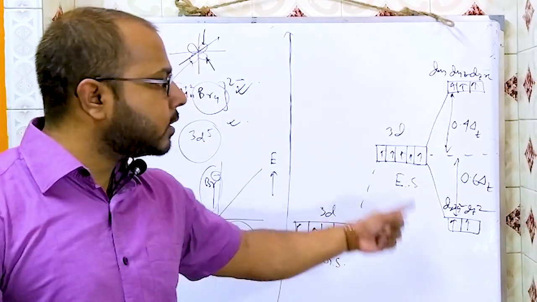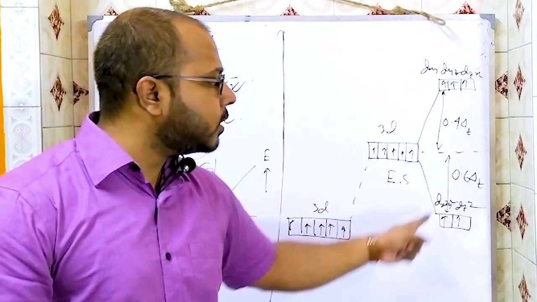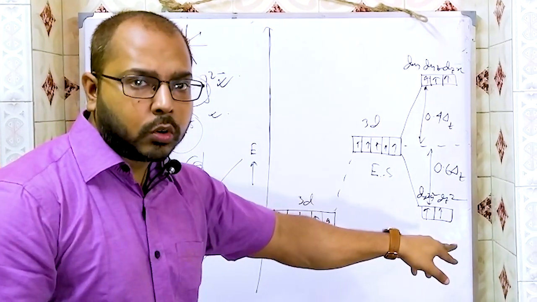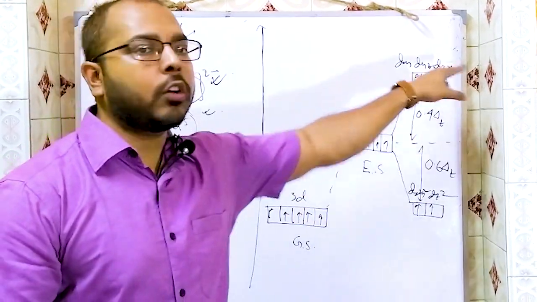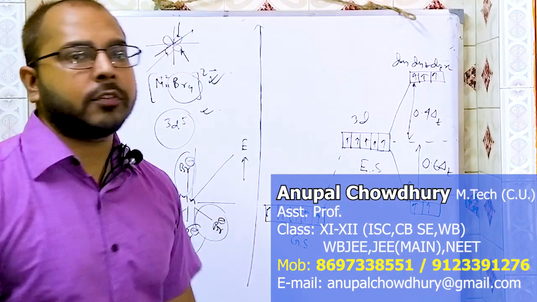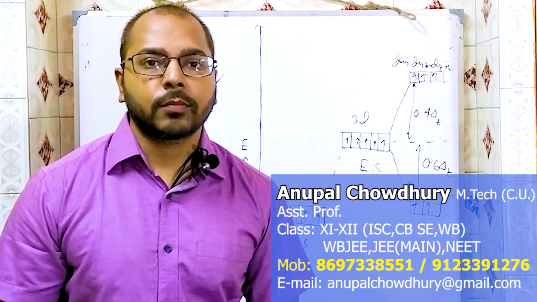What is the calculation? 0.6 into 2. This is minus 0.6 into 2 plus 0.4 into 3. The answer will be 0. So in this case, CFSE would be 0.